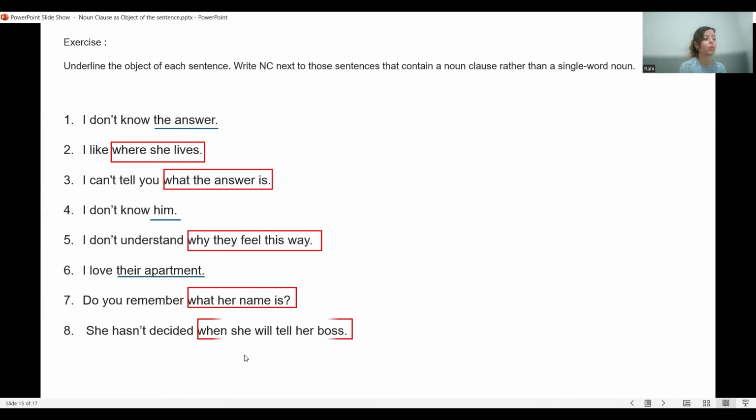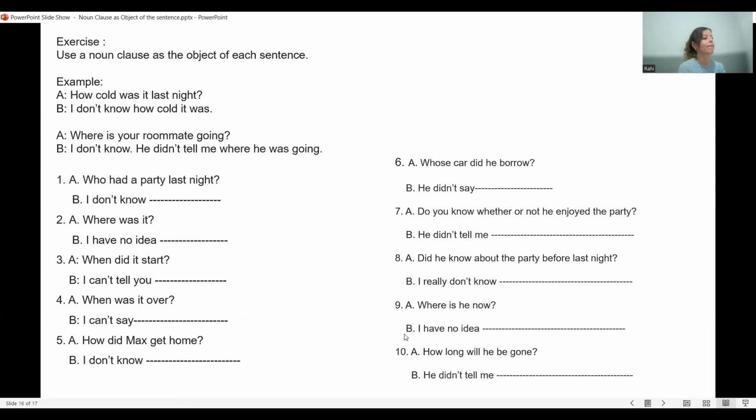She hasn't decided when she will tell her boss. When subordinator, she subject, will. Here we have the modal verb, tell, main verb, and her boss here is the object. So this is a noun clause.